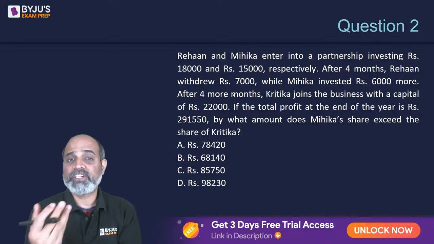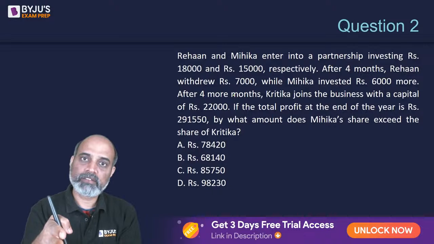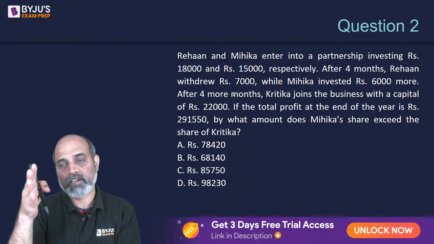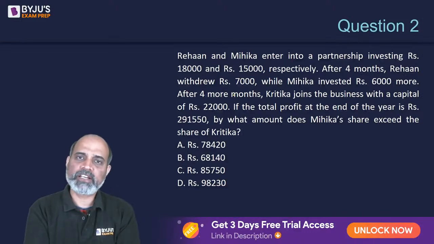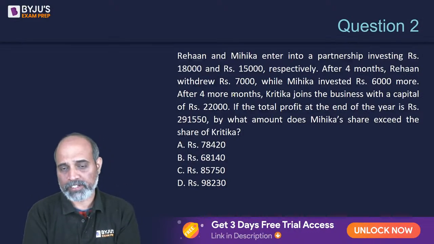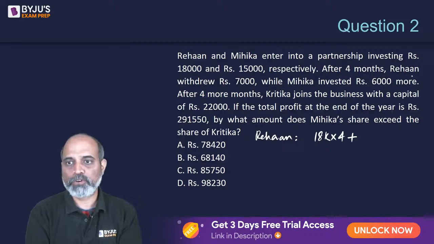So profit sharing is directly proportional to the amount invested and into the duration. So product of an amount invested and duration, that's what it is related with. So if we talk about Rehan, Rehan initially invested 18,000. That was for the first 4 months. After the first 4 months, Rehan withdrew 7,000. So that means he invested only 11,000.